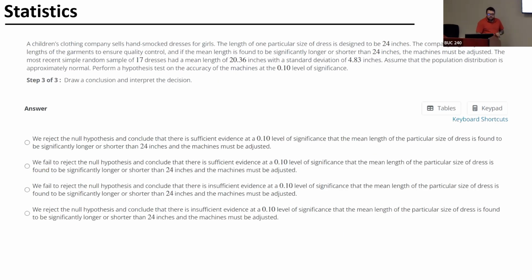Well, you know you're rejecting. So if you know you're rejecting, you can automatically say, I don't really want to have to think too hard, so let's get rid of 2 of those, so that I can make this a coin flip. So tell me, we reject the null hypothesis and conclude there's sufficient evidence at a 0.10 level of significance, or do we reject the null hypothesis and conclude there is insufficient evidence? First one. You have to have sufficient evidence to reject. That's the goal. Sufficient evidence to reject the null.